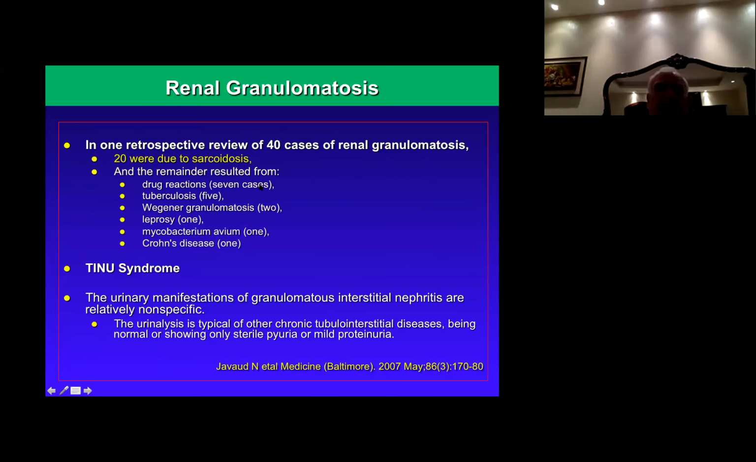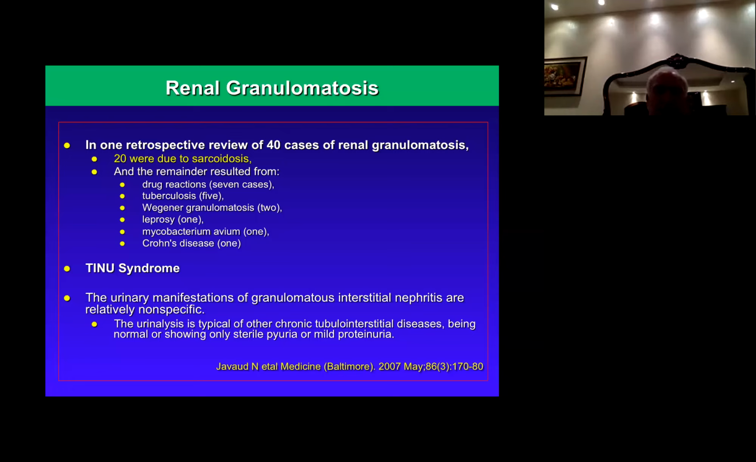Another is drug-induced. I kept asking this patient about medication, especially with the high prevalence of eosinophils that we found in his kidney biopsy. TB, Wegener, by the way, we diagnosed a patient with Wegener granulomatosis with kidney biopsy. I think I have him presented later on. Leprosy, Mycobacterium avium, Khan syndrome. All these really can lead to granuloma.